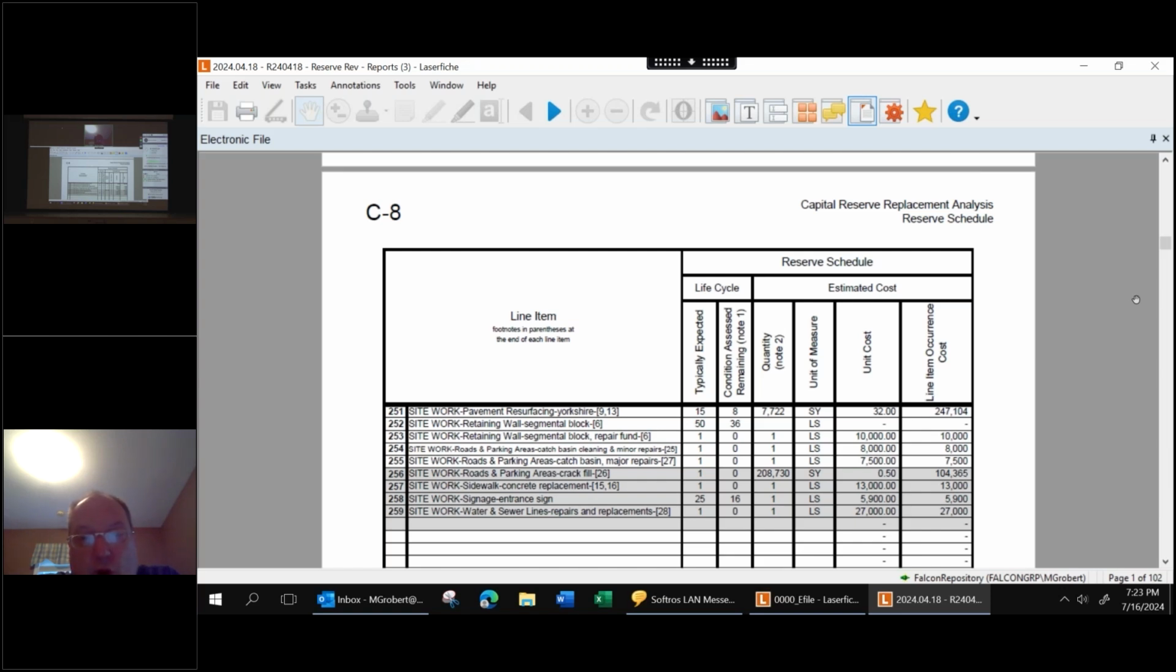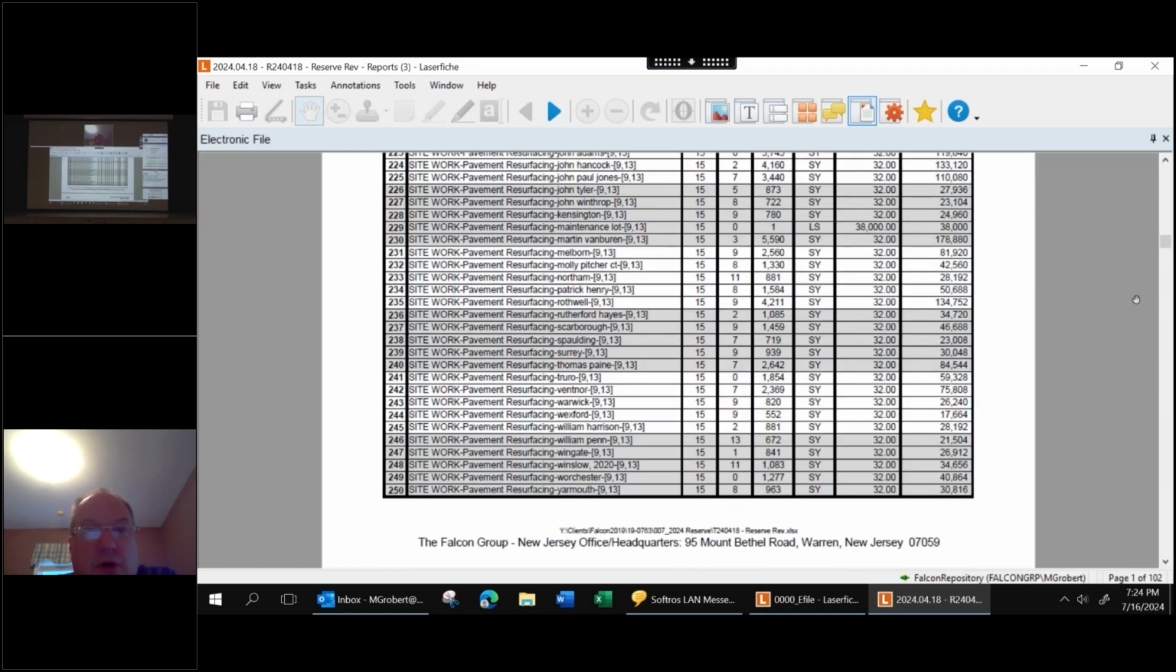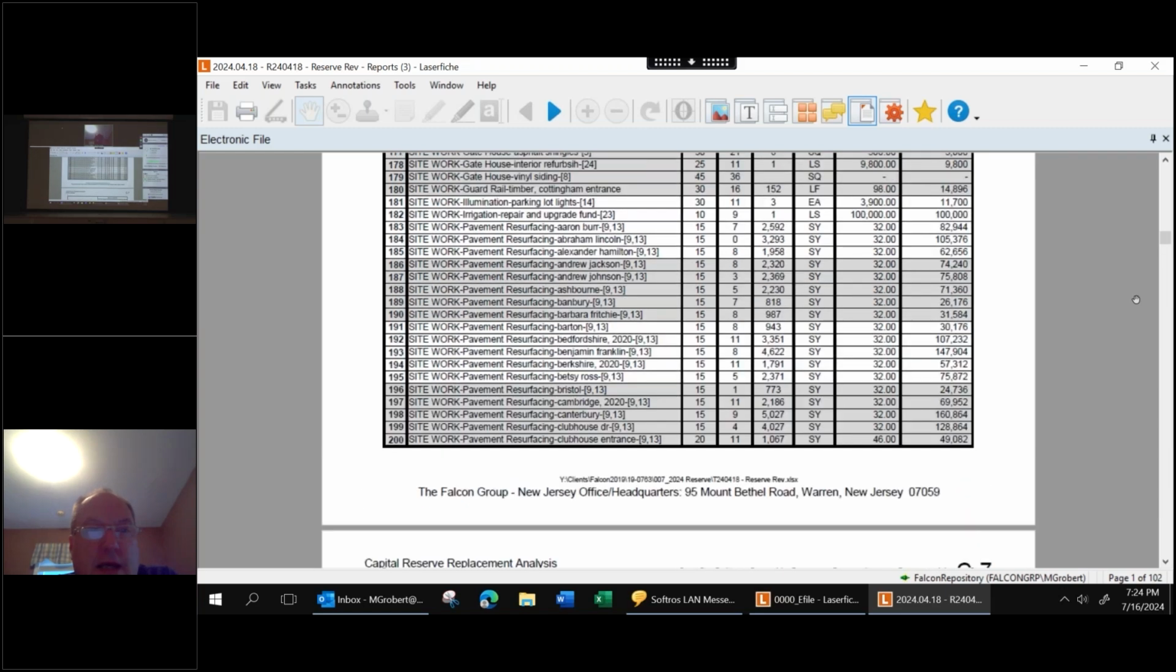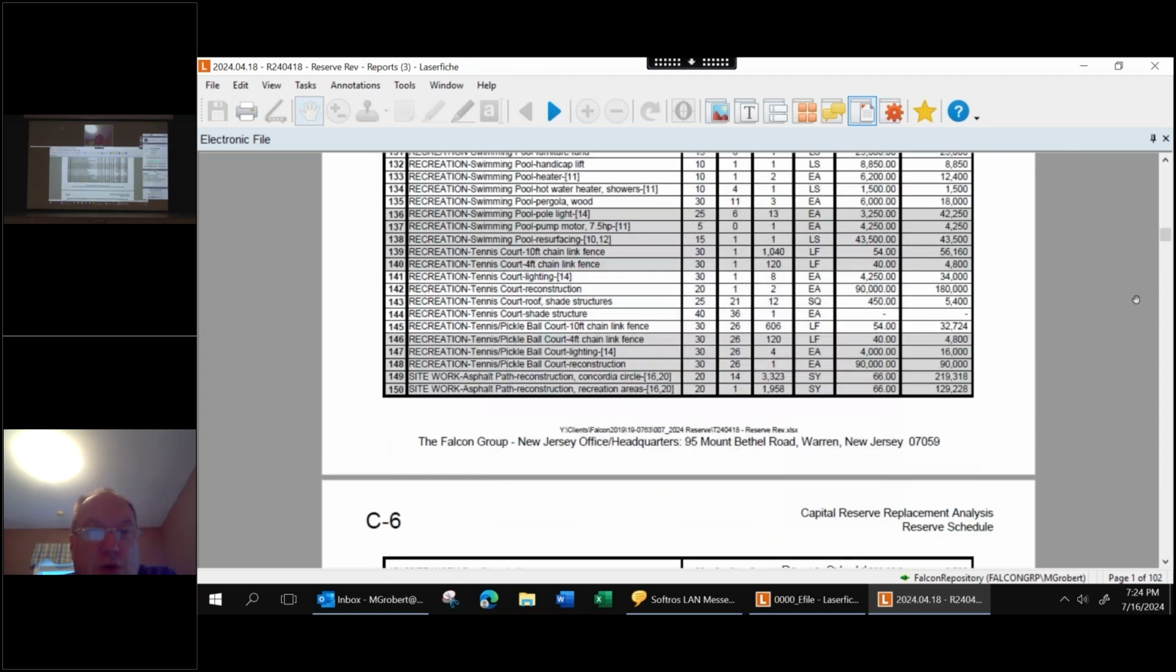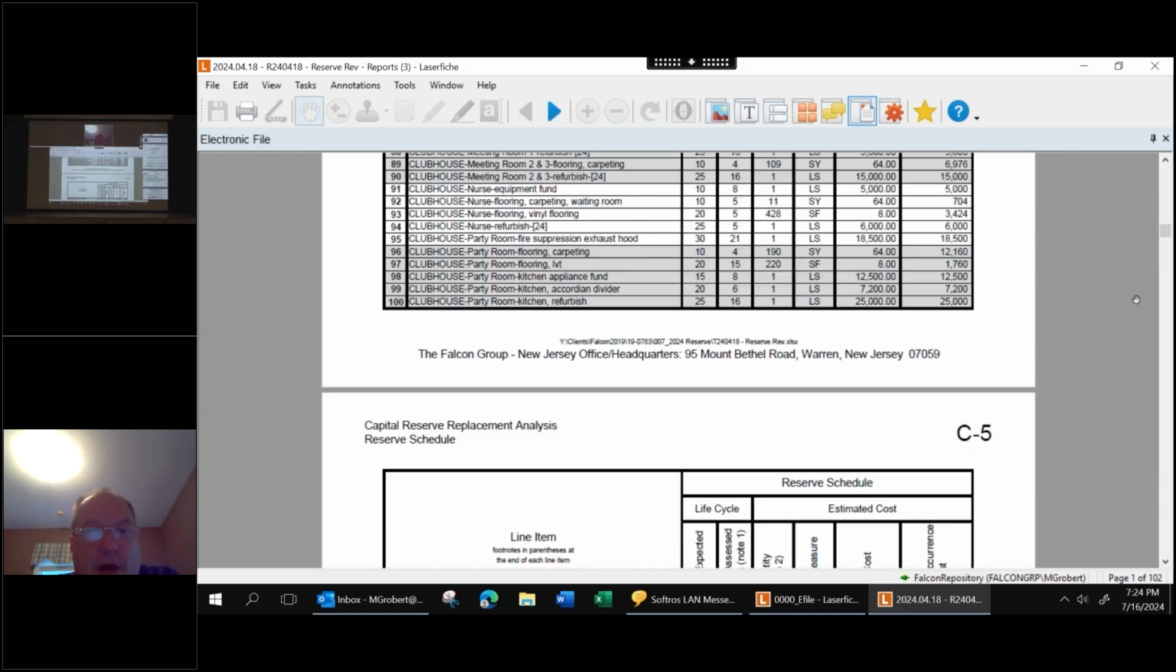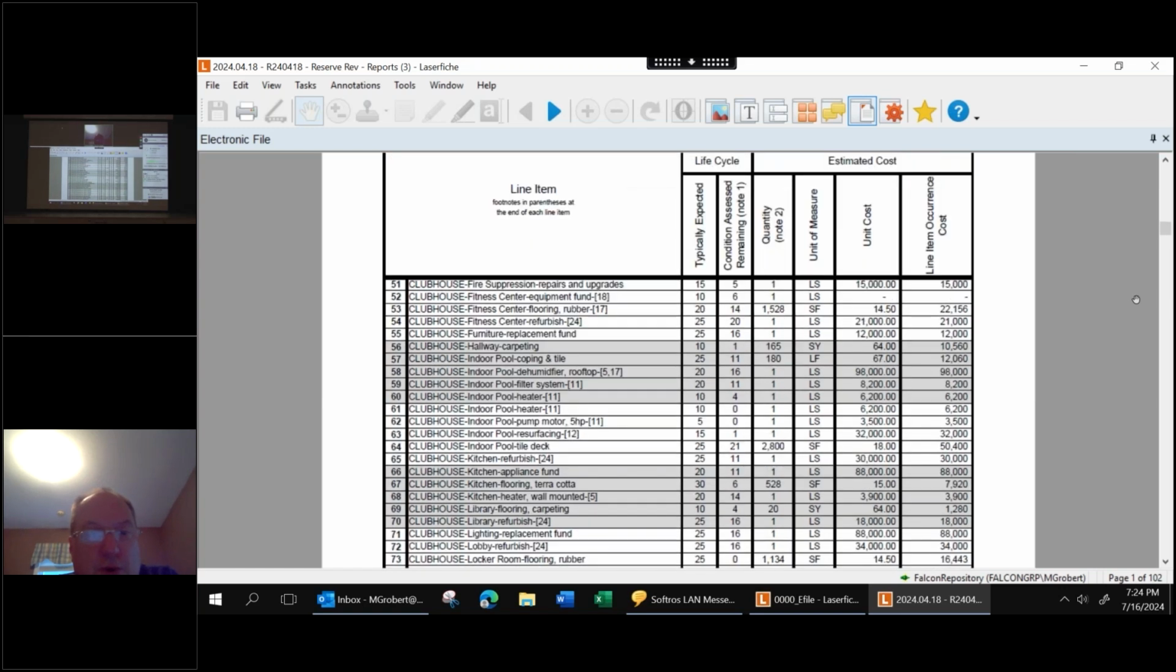So a lot of our costs, most of the costs you see in here for the various items, are based on current bids we're getting for similar sites as yours. And that's how we come up with these costs for the most part.